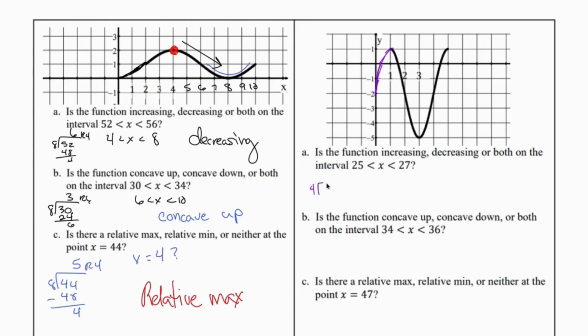Well, 4 goes into 25 6 times. 6 times 4 is 24, minus, remainder 1. So what happens from 1 to 2 units later is 3. From 1 to 3, it looks like we're just decreasing.